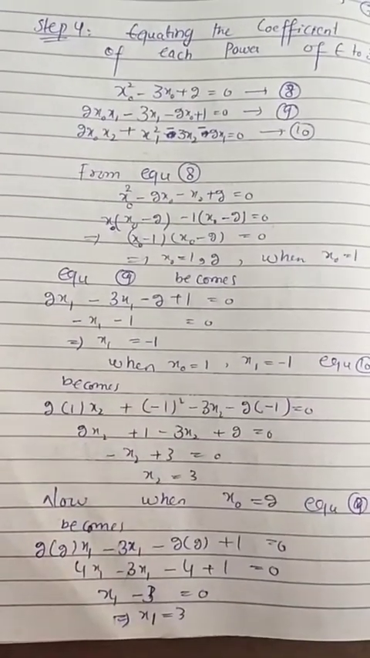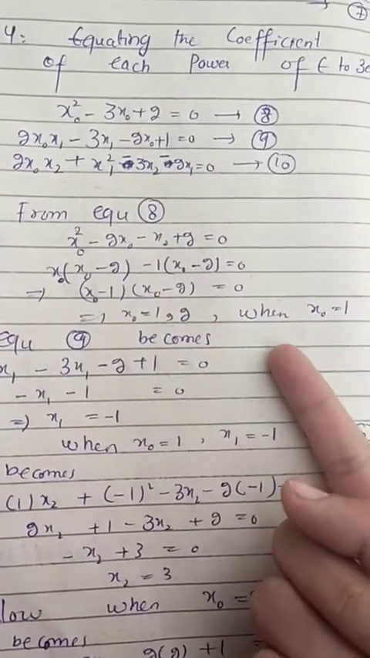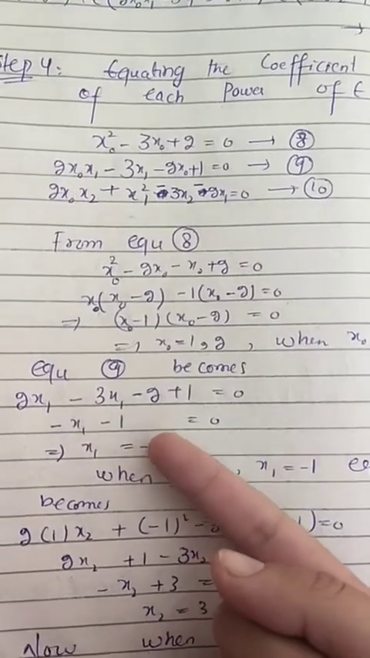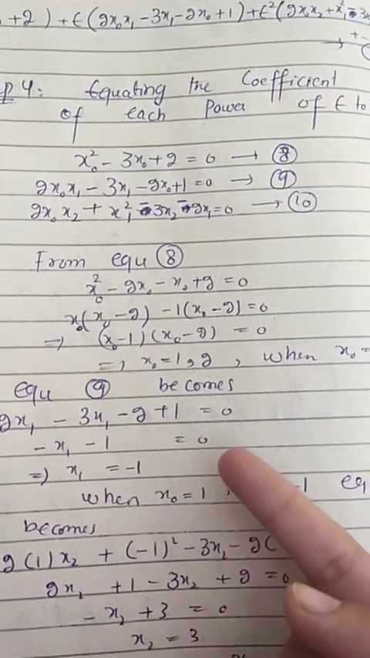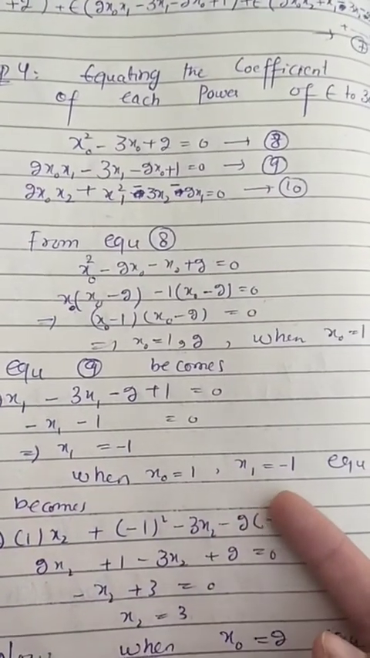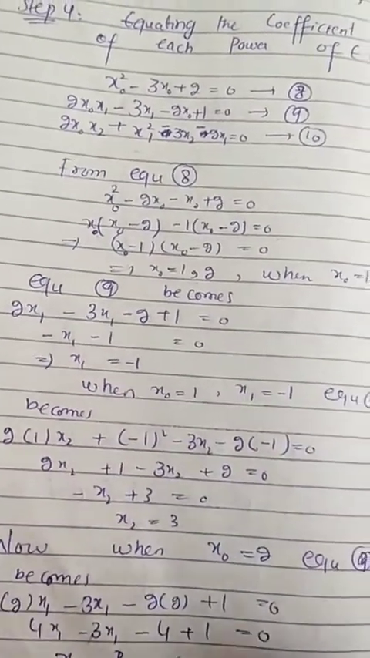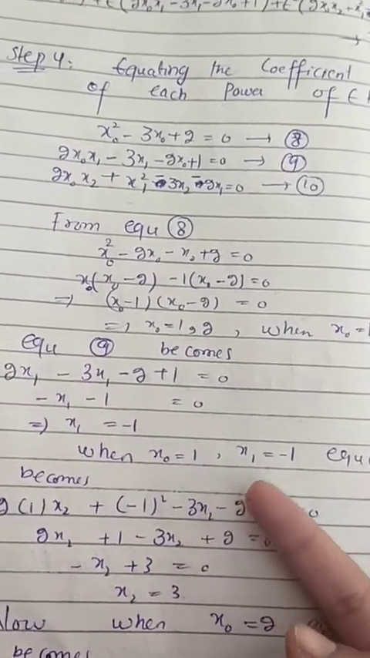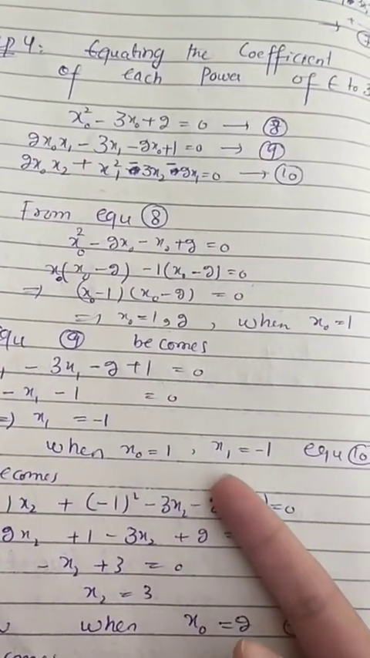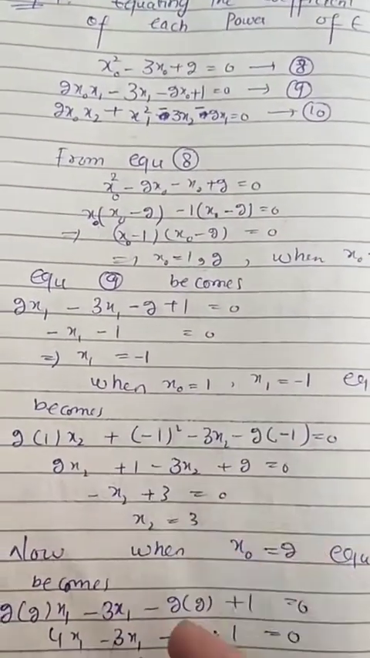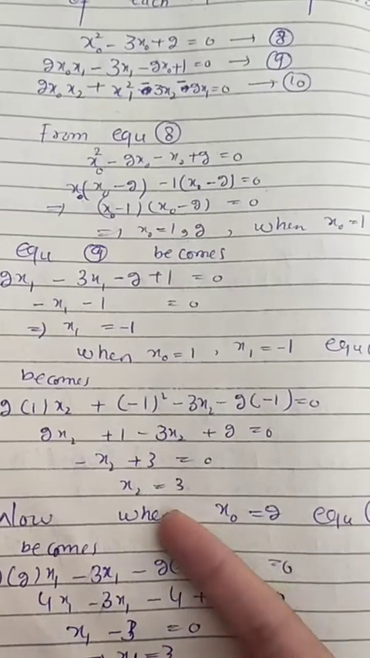So when x naught equals 1, after substituting it in equation 9, we get x1 equals minus 1. So when x naught equals 1 and x1 equals minus 1, we substitute these two values in equation 10. After simplification, we get x2 equals 3.